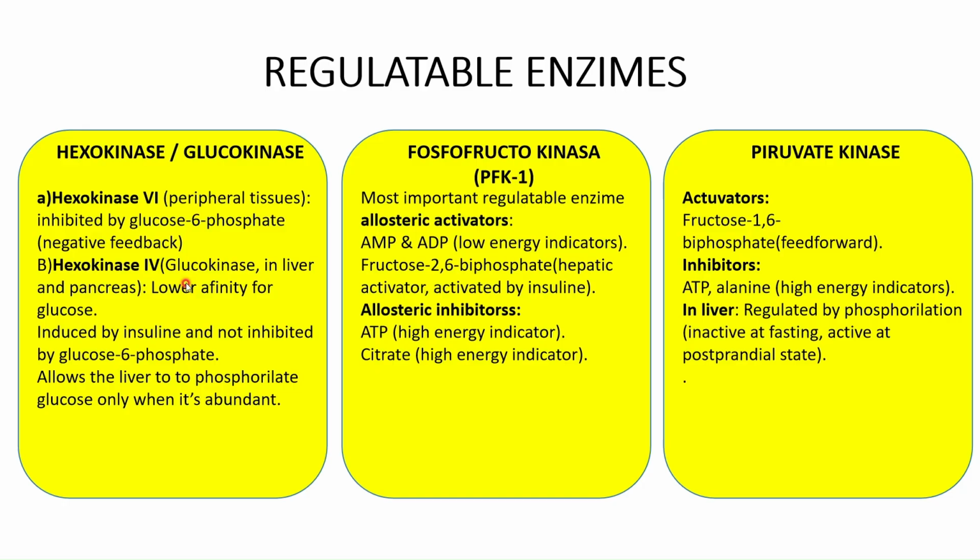And actually, the liver needs to be releasing glucose into the bloodstream. So this is when you go through glycogenolysis and neoglucogenesis. You activate other processes that increase the level of glucose in your bloodstream, not lower it. This allows the liver to phosphorylate glucose only when the glucose is abundant, so when you have a lot of glucose.